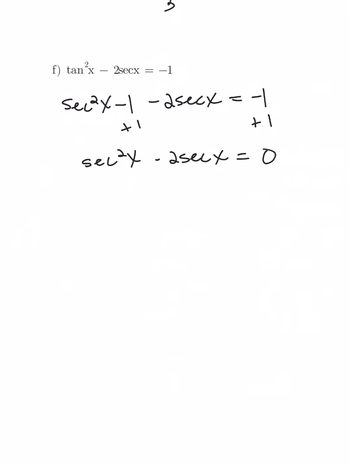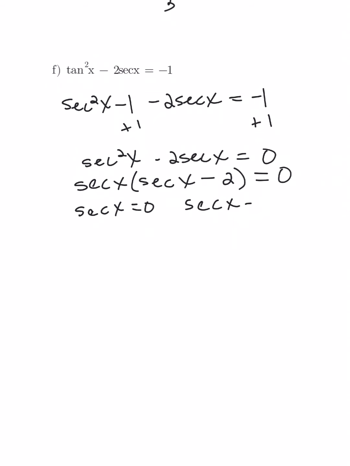Well, we can factor out a secant here. So we will factor out secant and then take secant squared divided by secant, and that will leave us with secant of x, minus 2 secant of x divided by secant of x, and you'll be left with the 2, equals 0. Set each of those pieces equal to 0. So you will have secant of x equals 0 and secant of x minus 2 equals 0. So we've got two things to solve here.